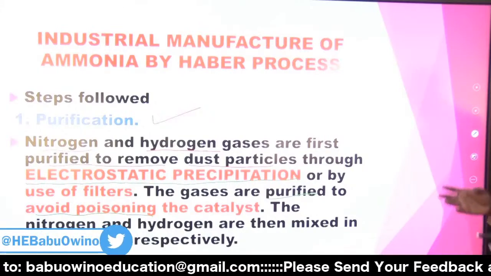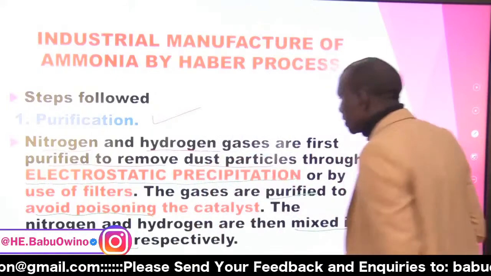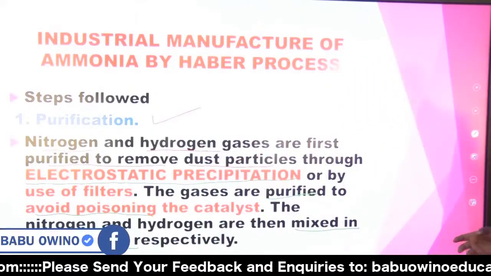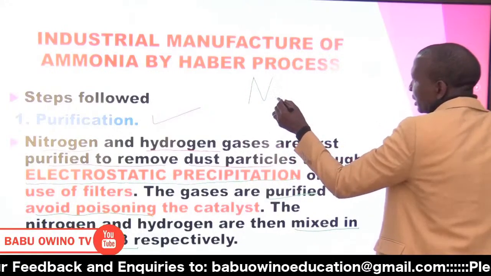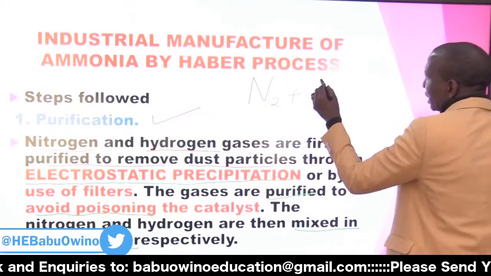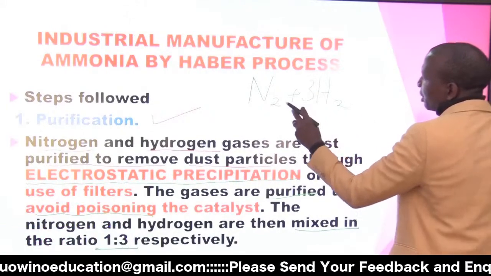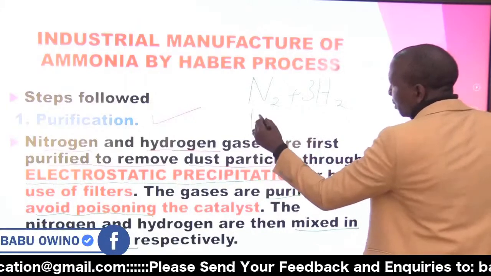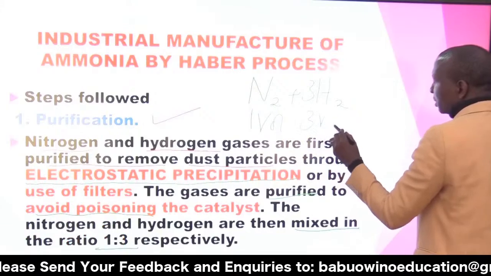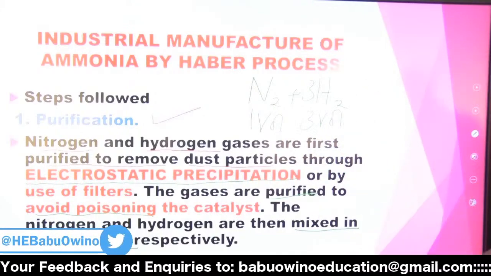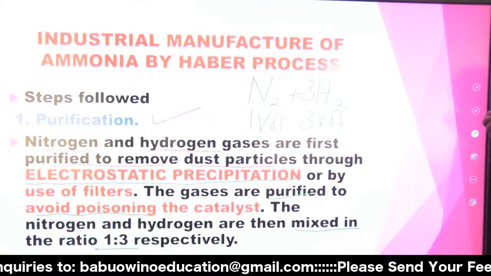The nitrogen and hydrogen are then mixed in the ratio of 1:3 respectively. So we are saying if you have nitrogen reacting with hydrogen, for every mole, or rather 1 volume of nitrogen, should be reacting with 3 volumes of hydrogen, meaning that if you have 1 liter of nitrogen, it reacts with 3 liters of hydrogen gas.